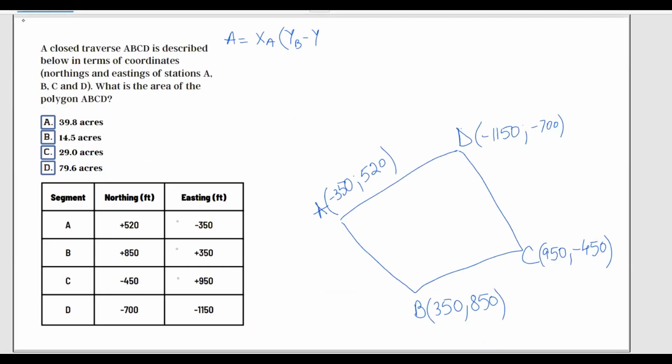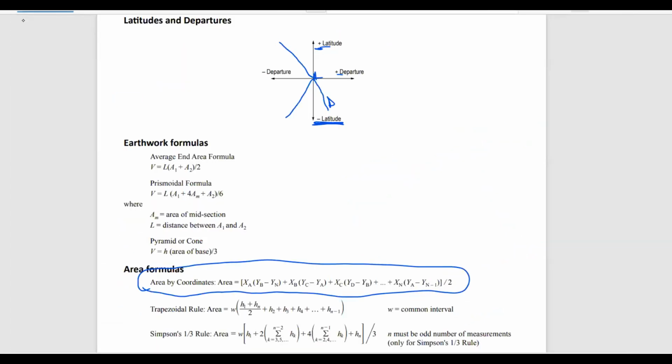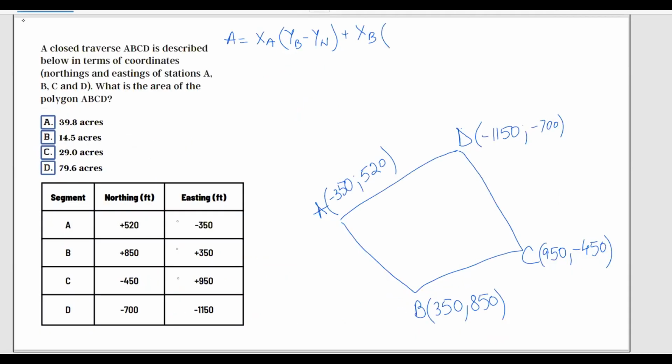You know what, I'm gonna write it YN for now. YN plus, we're gonna have XB moving forward, YC minus YA, YC minus YA plus XC.